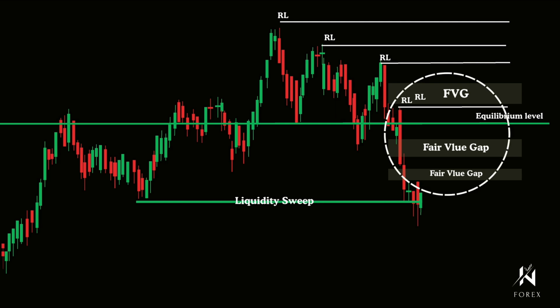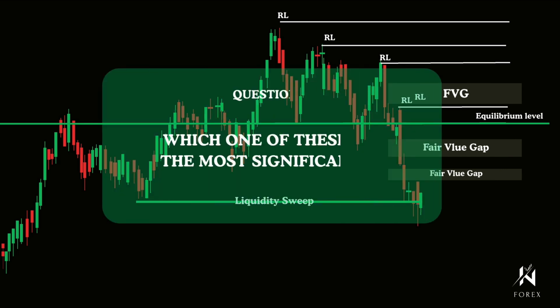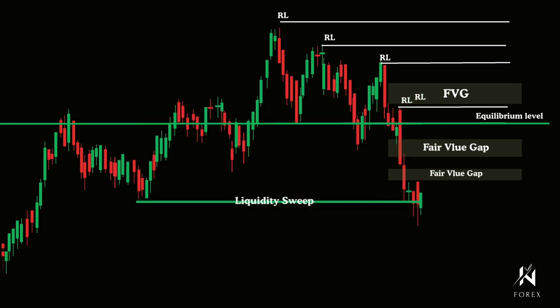Now, when we zoom into the lower time frames, we can already spot that sell-side liquidity has been swept. During this liquidity sweep, the market left behind 3 distinct fair value gaps. So, the key question is, which one of these is the most significant? Out of the 3, this specific fair value gap stands out. Why? First, it's located within the premium zone, making it a high probability area for price reversal.